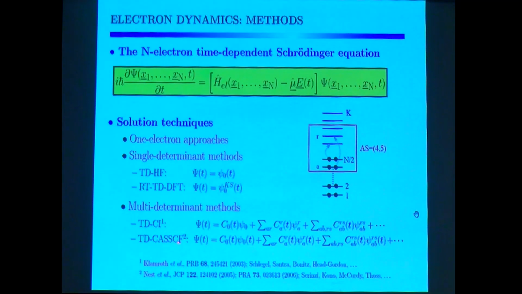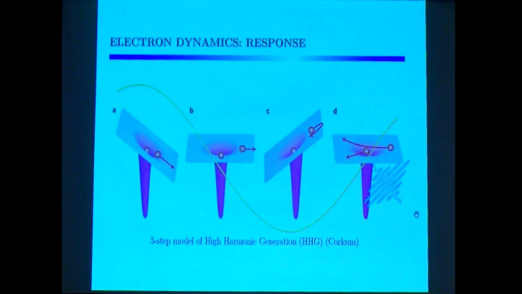This is sometimes called the multi-configurational time-dependent Hartree-Fock method, or I would rather call it the time-dependent CAS-SCF method, because typically you define an active space and you include some of these excitations, freezing core electrons and not considering some of the unoccupied orbitals. So these methods are available, and we mostly work with a time-dependent CI method nowadays.